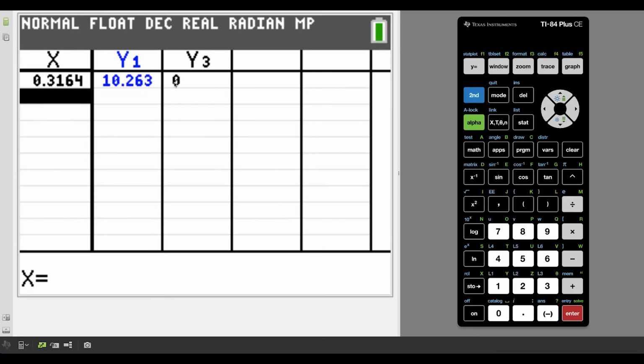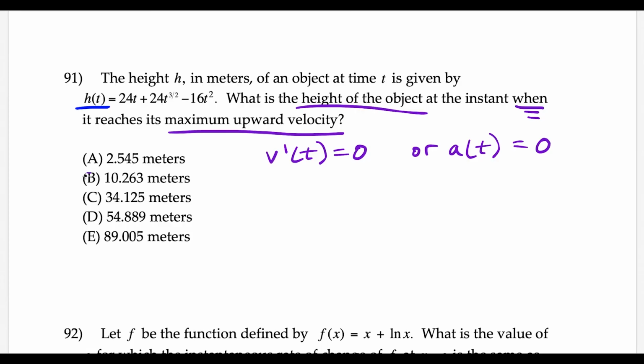Now it makes sense that y3 worked out to 0 because at that value acceleration was 0. So this is the height when the object reaches maximum upward velocity. And that's going to match with choice B.